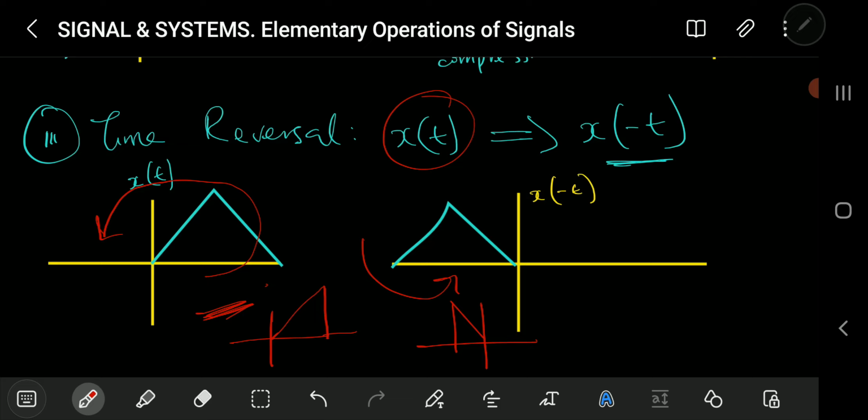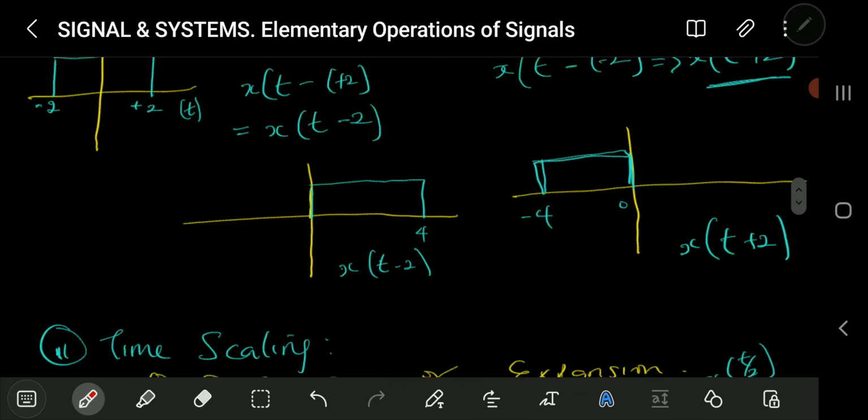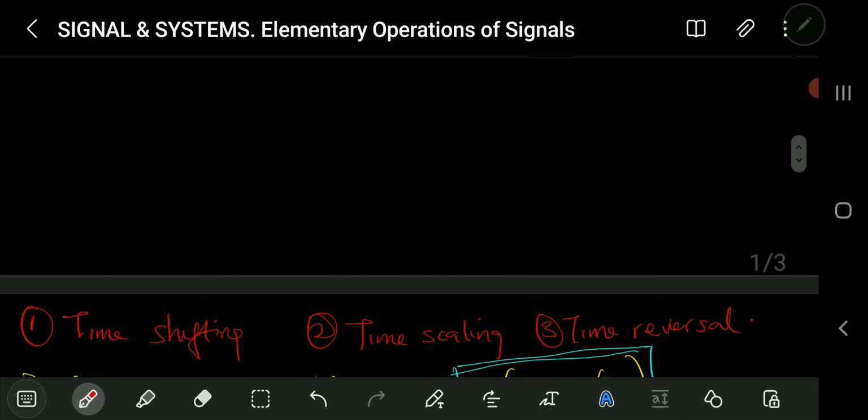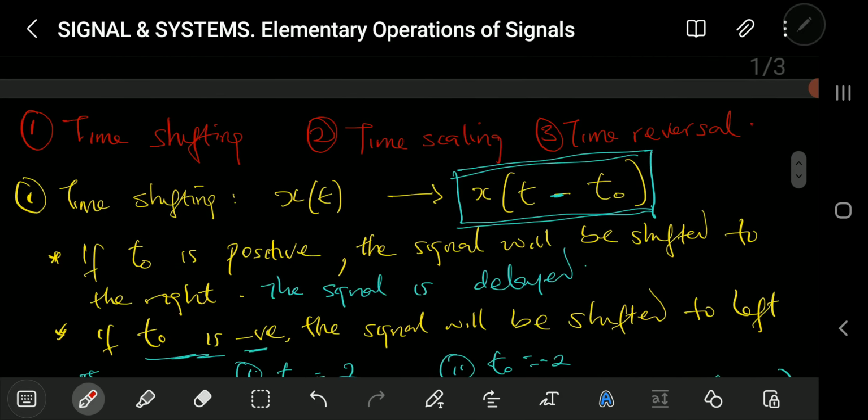So basically that's what we want to cover in this video. The elementary signal operations, there are three. We have the time scaling, time shifting, and time reversal, and those are the things that we've looked at in the course of this video.